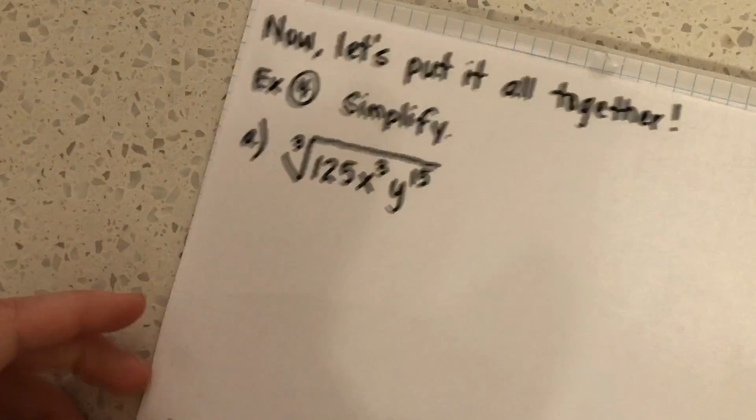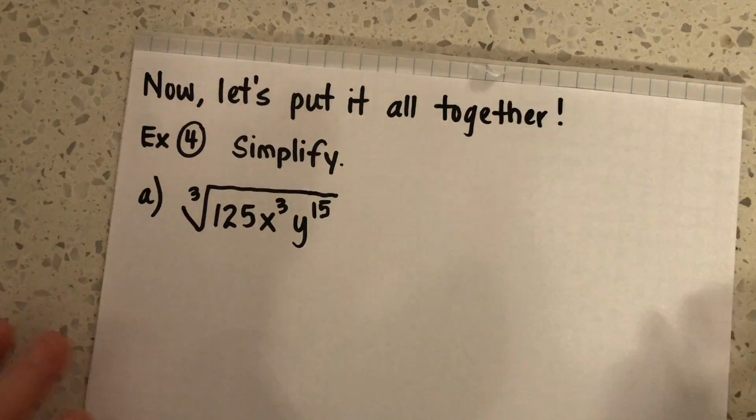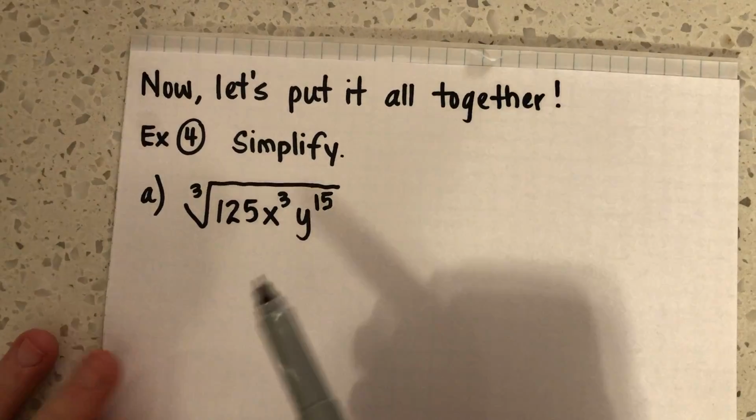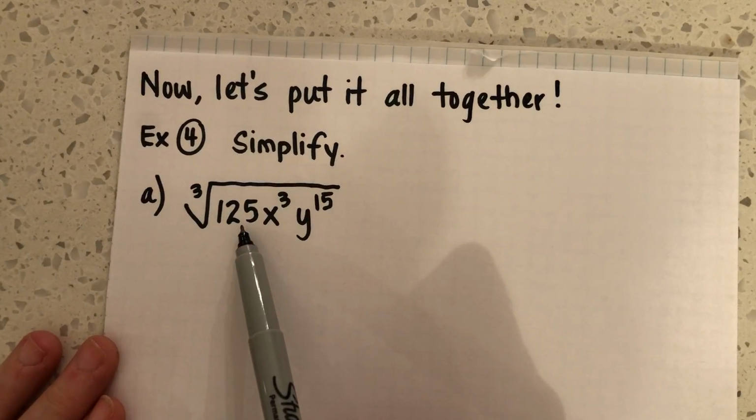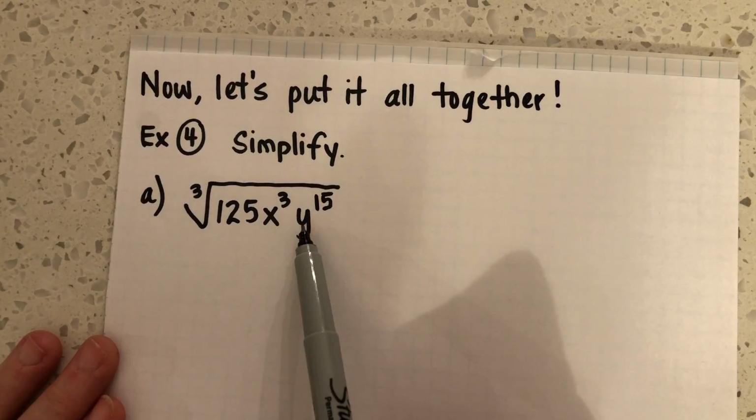Okay, so we've seen what to do. Now let's put it all together and practice on some homework problems. Okay, here we go. On your homework, you're going to be asked to simplify questions like this. What is the third root of 125 times x to the third times y to the 15th?